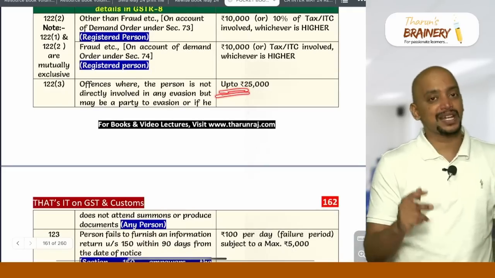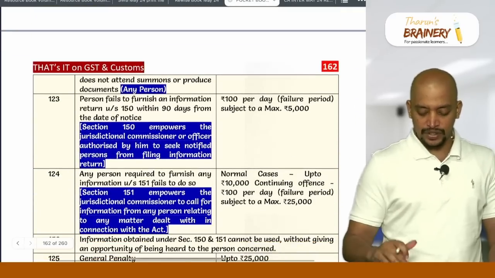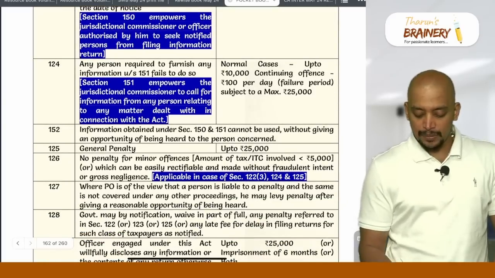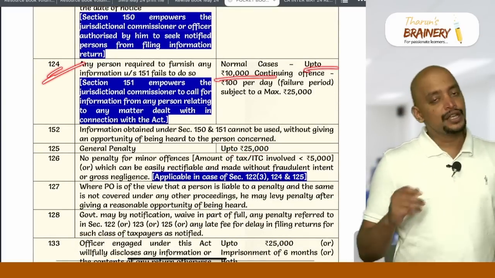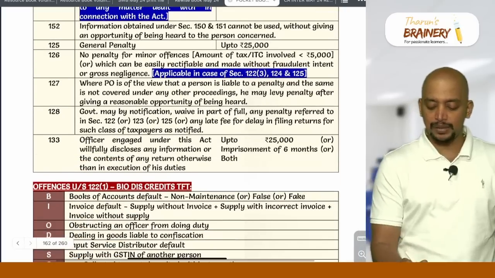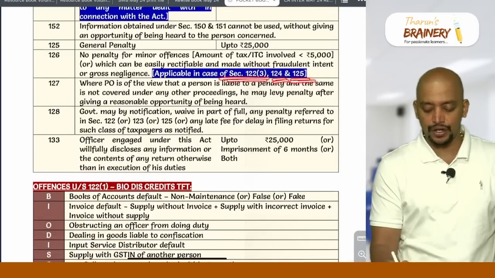So 122 subsection 3, here section 126 will be applicable. Again the general penalty, also up to 25,000, there also it is applicable. 124 also up to 10,000, here also this section will be applicable. So it is applicable in case of 122 subsection 3, 124 and 125.